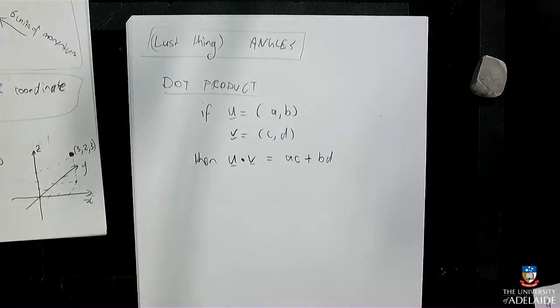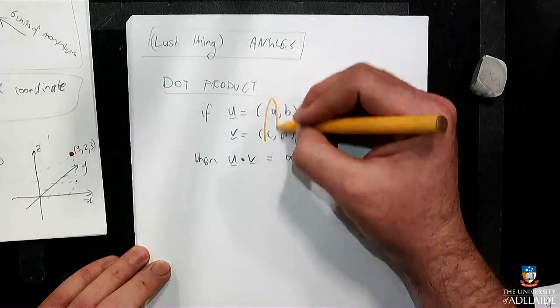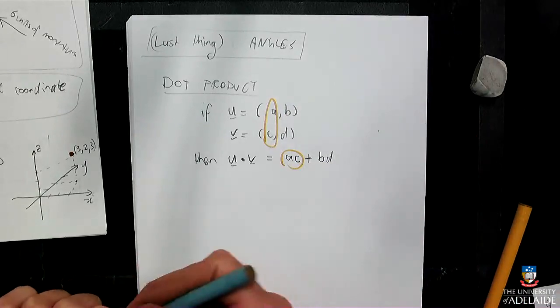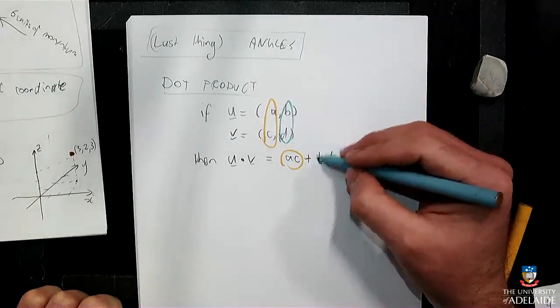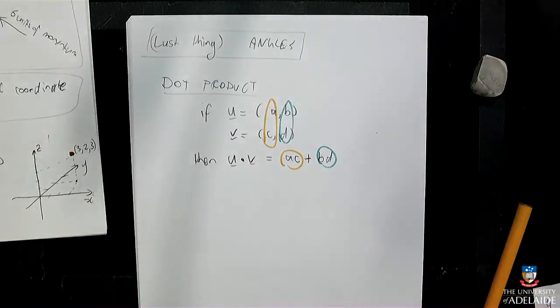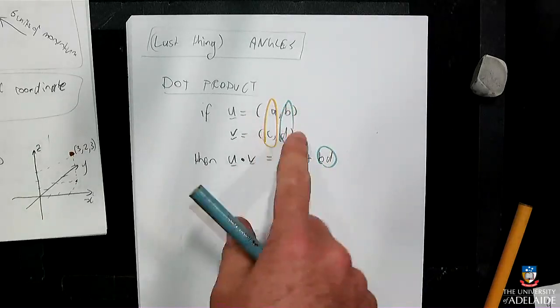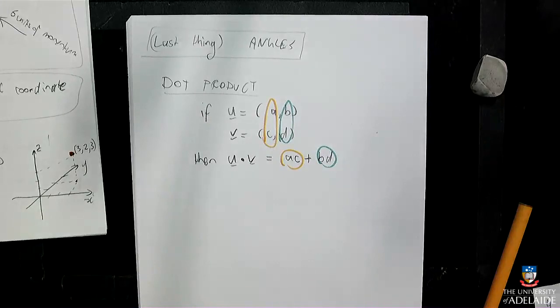So very important to notice that the first two coordinates end up together, and the second two coordinates end up together. A very common mistake that people make is to multiply the first vector's coordinates together and multiply the second vector's coordinates together, but it's actually across the two. And that seems like a weird thing to calculate. You'll notice that it starts with vectors.